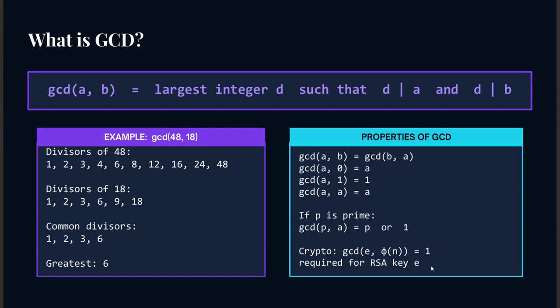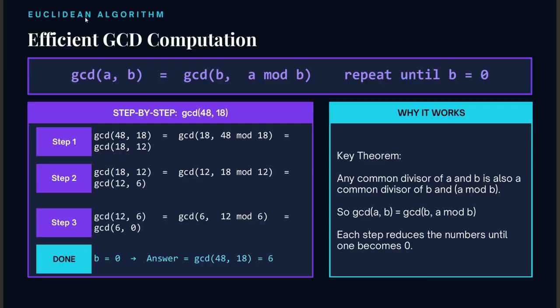Now instead of finding divisors manually, we use the Euclidean algorithm for efficient GCD computation. The key formula is GCD of a comma b equal to GCD of b comma a mod b. We repeatedly replace the pair until the second value becomes 0.